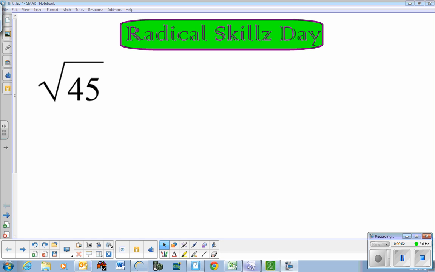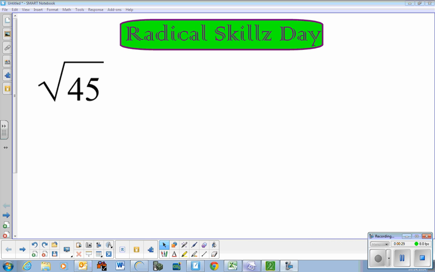All right, this is Radical Skills Day. We're just going to take a day, not learn anything really new, just strengthen our skills with simplifying, adding, subtracting, multiplying, dividing when dealing with radicals. Usually square roots, but we'll also have some cube roots, maybe other ones, but a lot of times they're square roots. Now, when we simplify the square root of 45, what you're finding is square roots that go into 45.